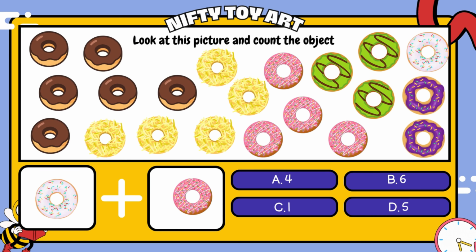I want to take all the vanilla donut plus the strawberry donut. So, what is the total number of donuts? That's right, 5 donuts.